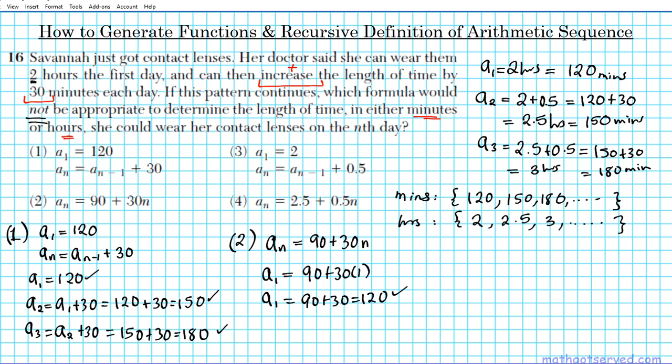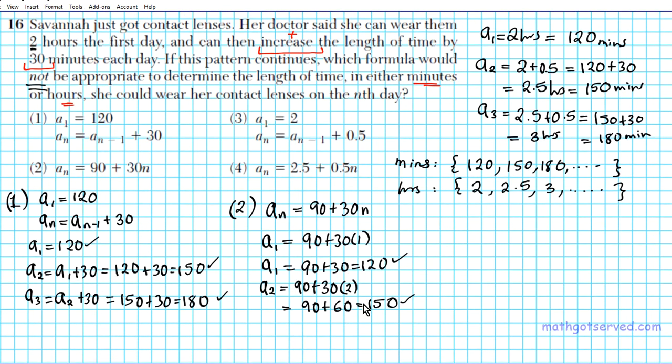Check. Why do we have a check? Because that's the first term here, 120. We have a match. A2 is 90 plus 30 times the n. The n in this case is 2. Okay? Now if we work that out, we have 90 plus 60. 90 plus 60 is 150. Does that correspond to the second term? Yes, it does. Check. It looks like this one is good also.